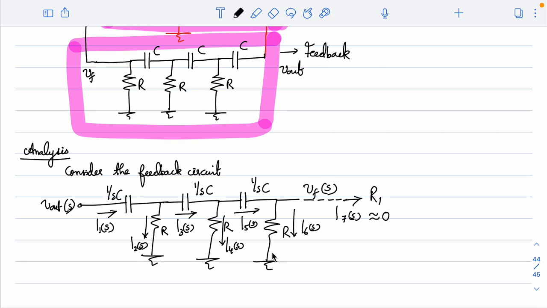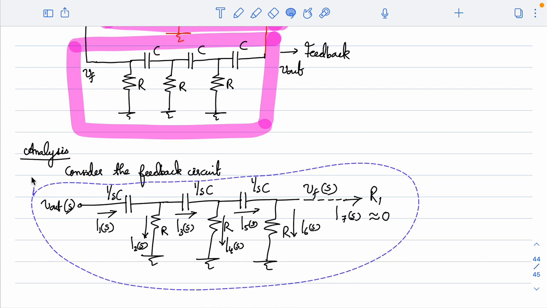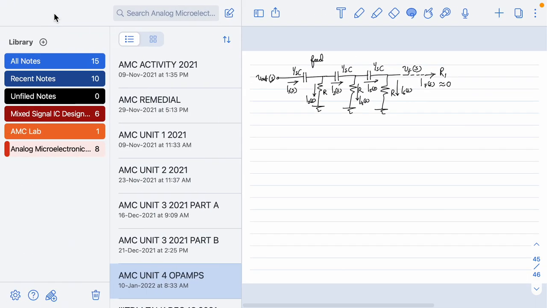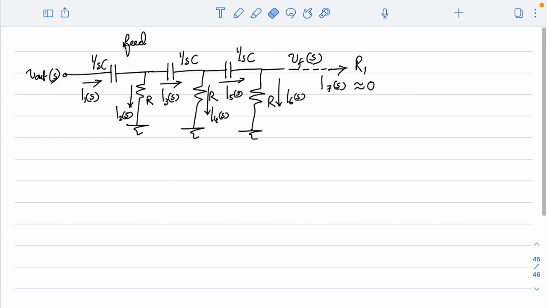Right. So I am just taking this circuit, pasting it here, and with this, we will continue this analysis. Right. So what I'll do is I'll write expressions. So finally, what I want is to write the gain of this circuit. What is the gain of this circuit? I want to write Vf of S divided by V out of S. That is the expression I need.